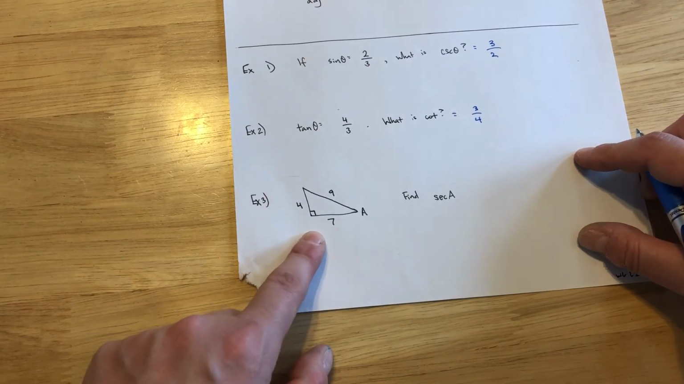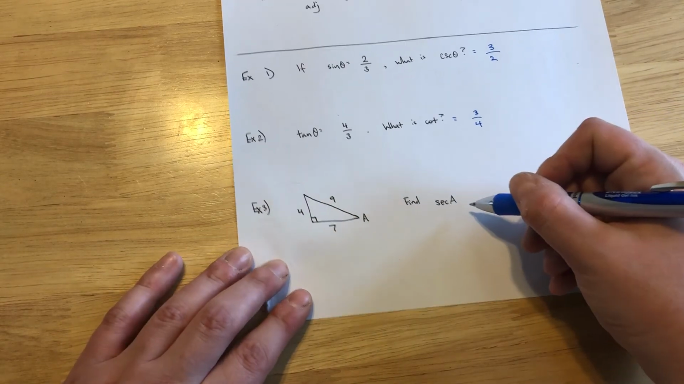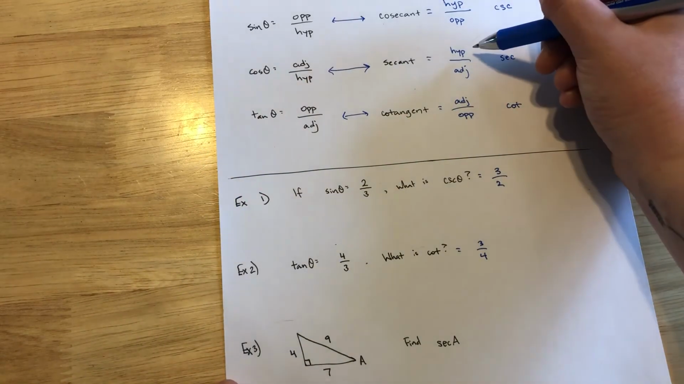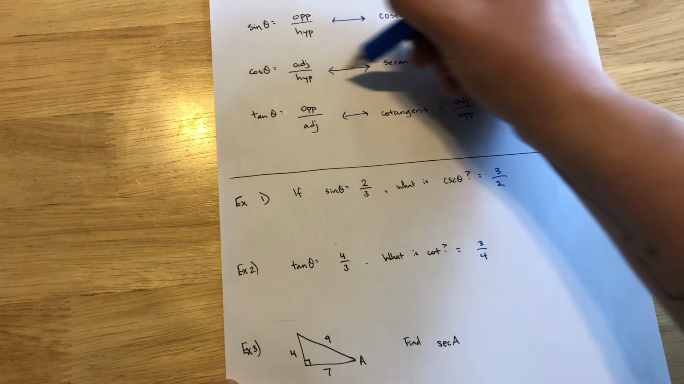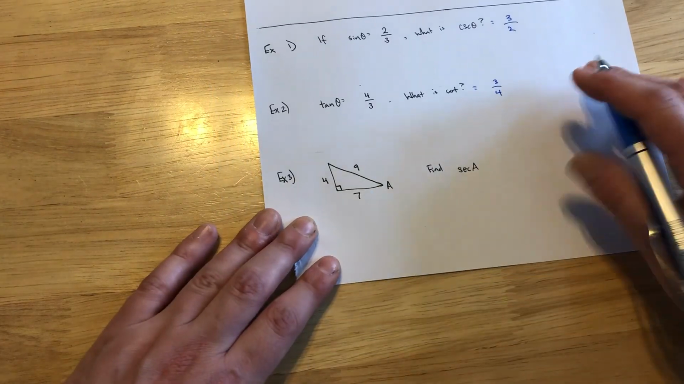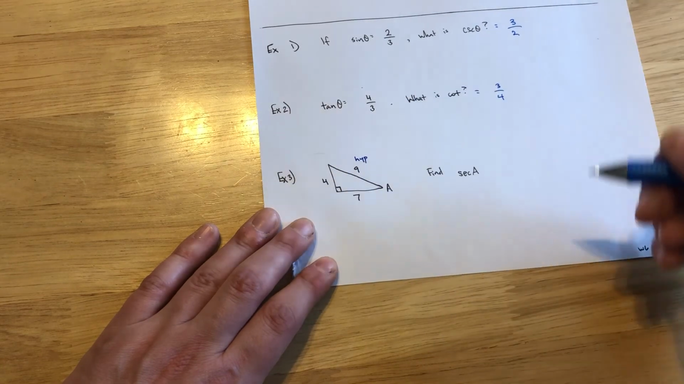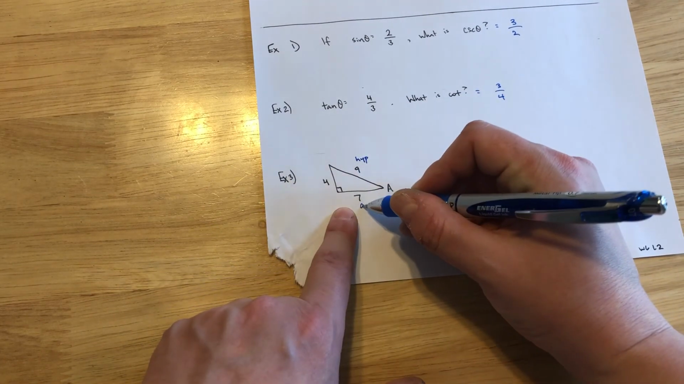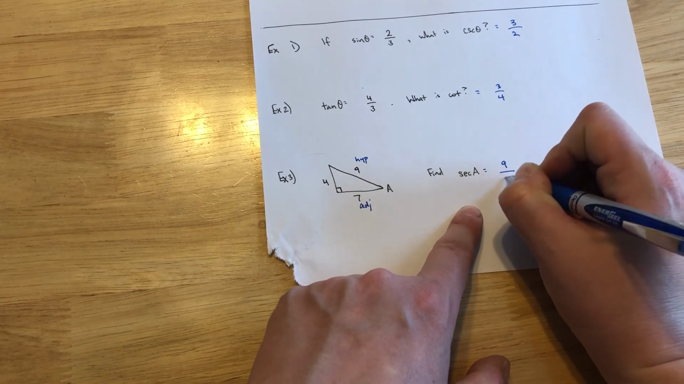Example 3 here, we have a right triangle with side lengths of 4, 7, and 9, and our job is to find secant of angle A. Well, the secant of angle A puts the hypotenuse over the adjacent. It's the reciprocal of the cosine, so we want to identify the hypotenuse across from the right angle. We also want to identify the adjacent side next to A, so that would be the 7. And so secant would put 9/7.